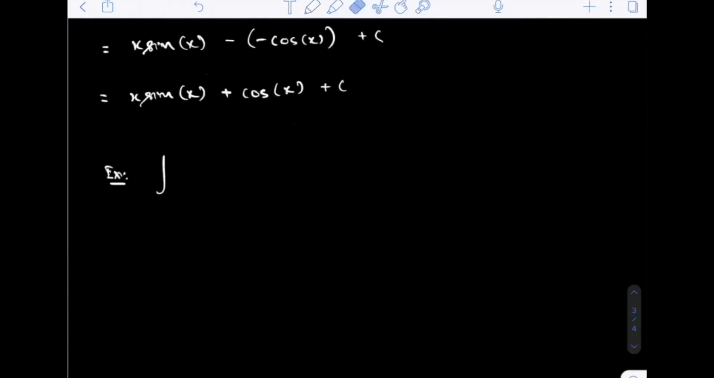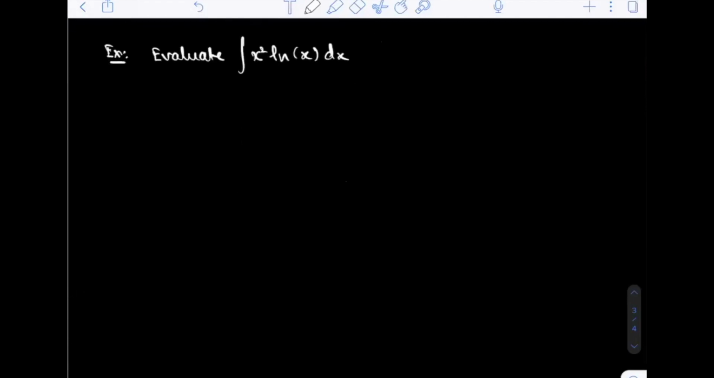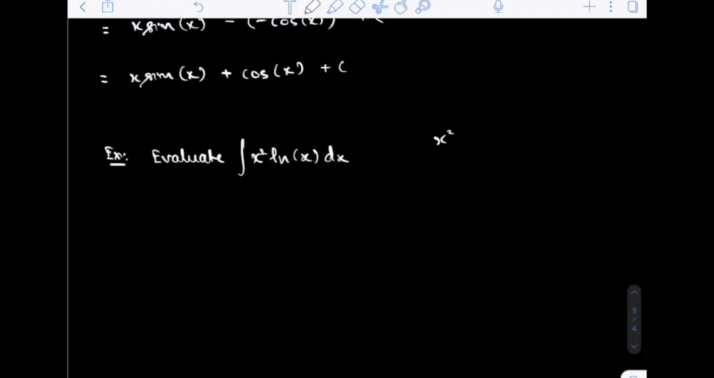Now evaluate the integral of x squared times ln of x. For this particular example, you have x and ln of x involved, but if you remember, we briefly talked about the relation between ln of x and 1 over x. When that's the case, you should use integration by substitution. But there's no 1 over x in this case, so there's a good chance you should use integration by parts.